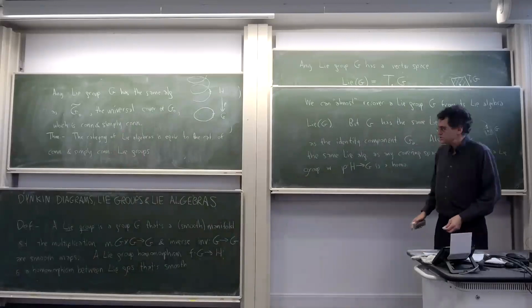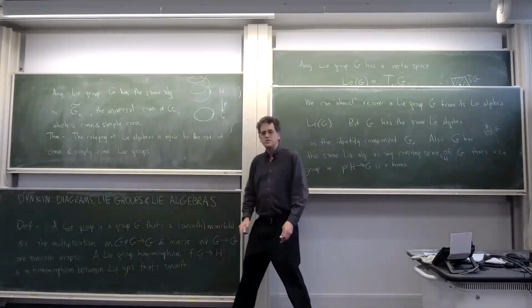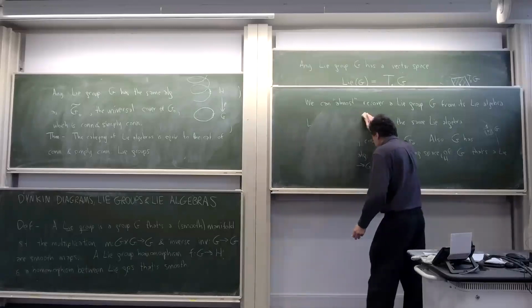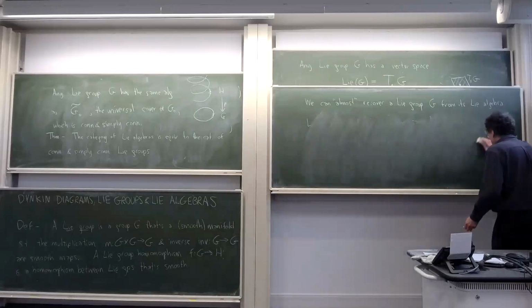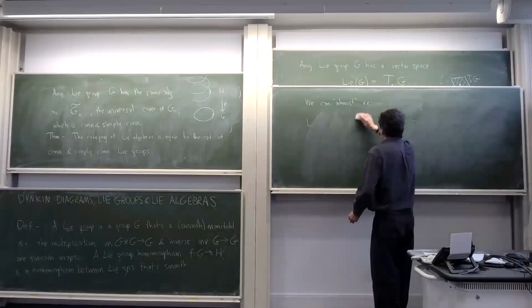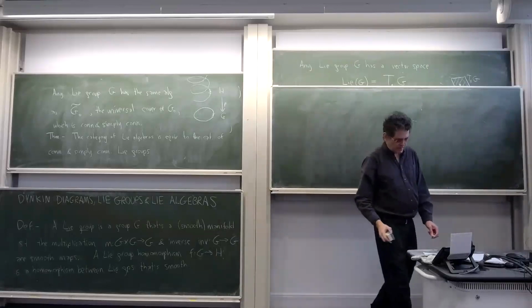So classifying connected and simply connected Lie groups is just the same job as classifying Lie algebras. And that's great because it reduces the problem down to what's essentially a linear algebra problem. Unfortunately, it's an incredibly hard linear algebra problem still.